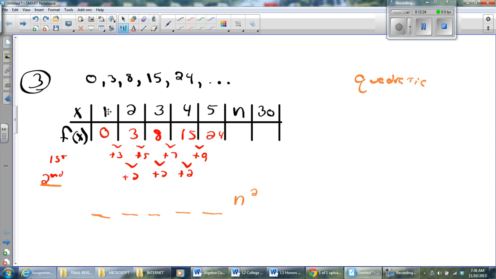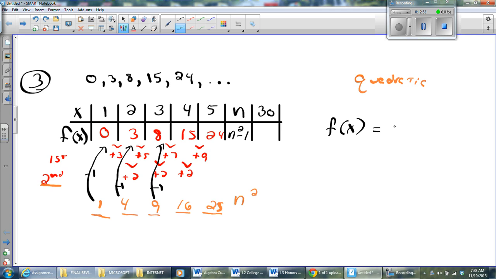All right, so now I'm going to square 1, 2, 3, 4, and 5. Well, that'd be 1, 4, 9, 16, and 25. And then I'm going to compare up. How do I turn 1 to 0? Well, I subtract 1. 4 to 3, I subtract 1. 9 to 8, you got it, subtract 1. So my nth term is n squared minus 1. Okay, my equation would be f of x, equation of my function, n squared minus 1.